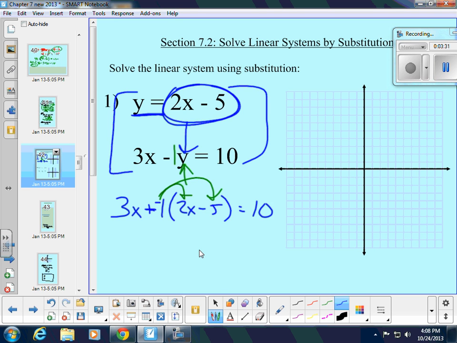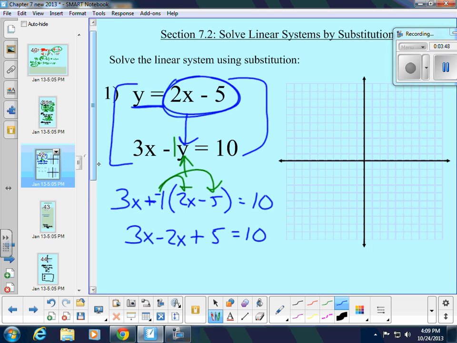So what do I get when I distribute that negative? 3x minus 2x, just like we had before. And then again, this is going to be plus 5, because I'm going to take negative 1 times negative 5, so it's going to give me plus 5 equals 10. Once I get to that next step, now again, it's just like solving a multi-step equation. I can combine 3x and 2x, and I can get x plus 5 equals 10.